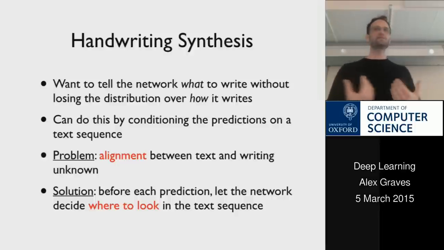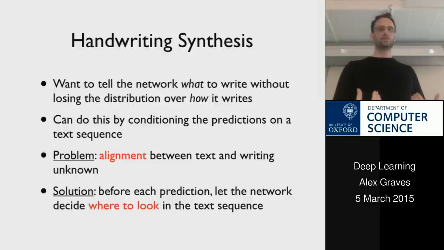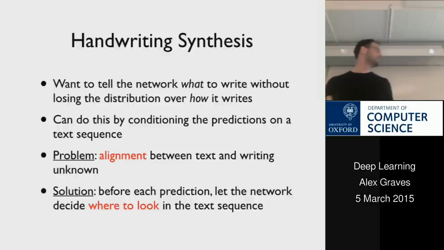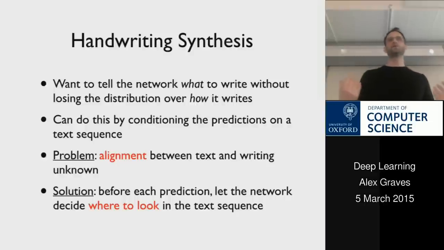And so in probabilistic terms, what this really means is I wanted to condition the next step predictions on a text sequence. And the challenge here was that you don't know the alignment between the text and the writing. So the number of time steps required to write a single character could be as low as 10 or 15, or it could be as high as 100. And with cursive handwriting, people can write many characters in a single stroke, all joined up together. So there's no easy way of segmenting the writing into individual characters and defining this alignment.